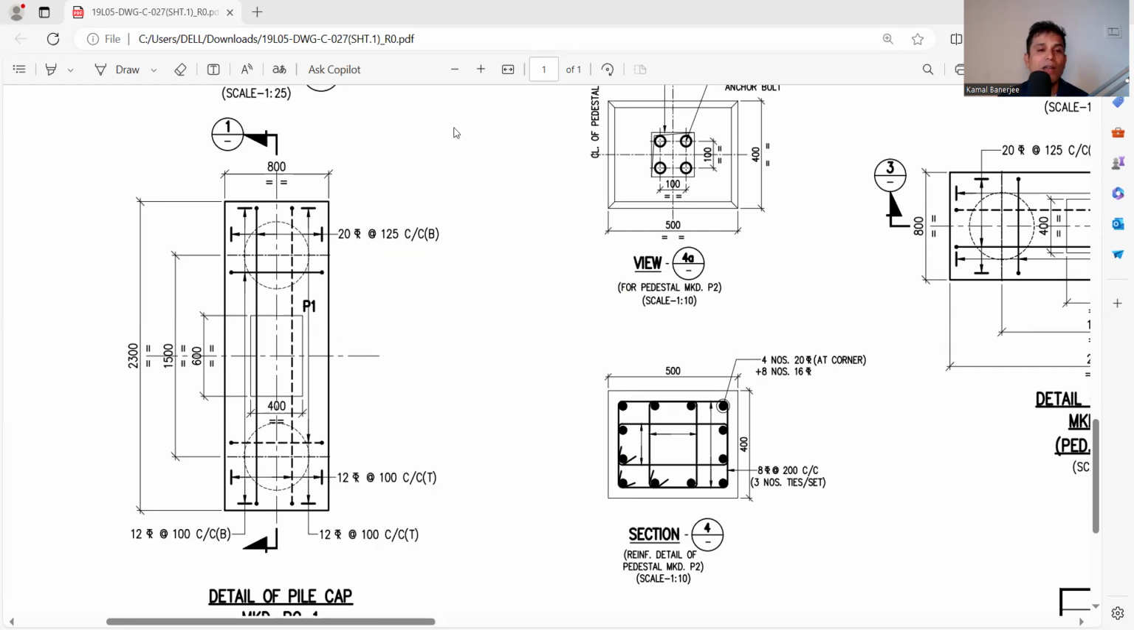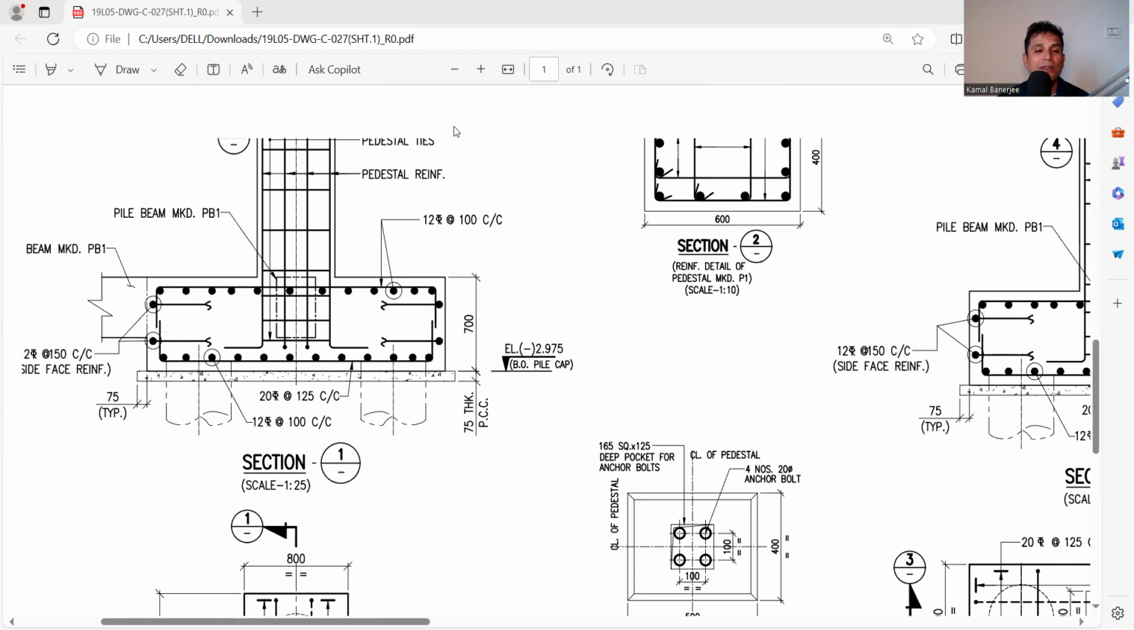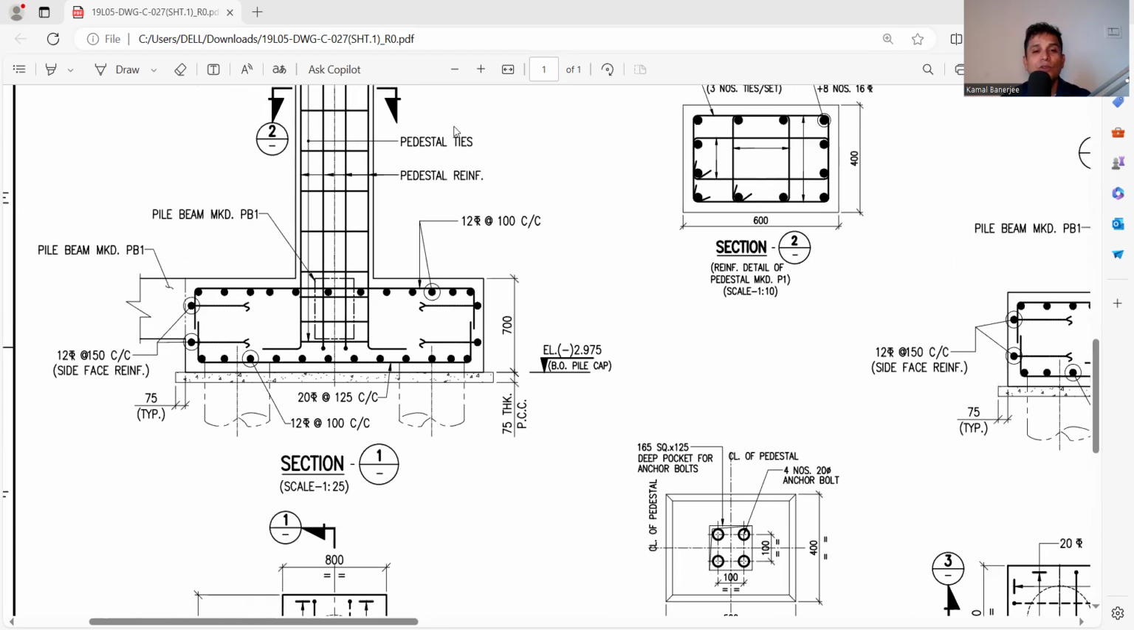So section 1 we need to check. Here is the section. In this section, here it is 700, that is, 700 is the pile cap depth. Now my dimension is completed, 2300 into 800 into 700.